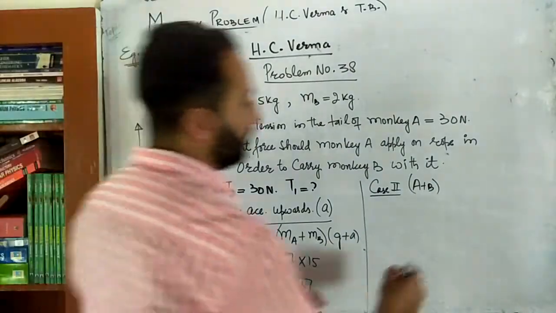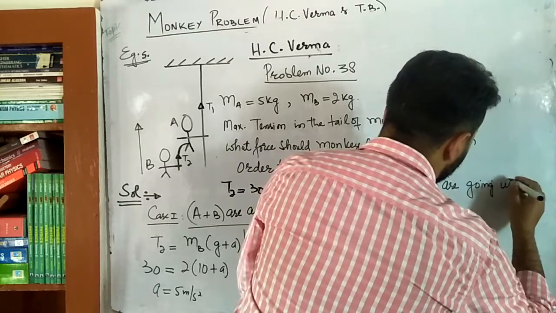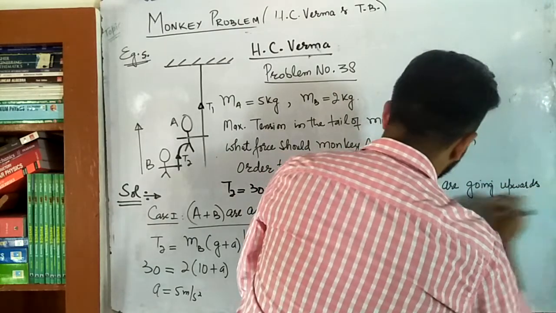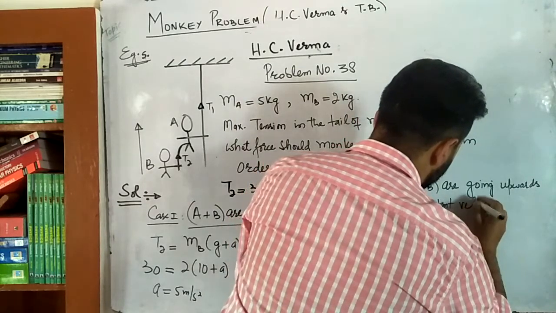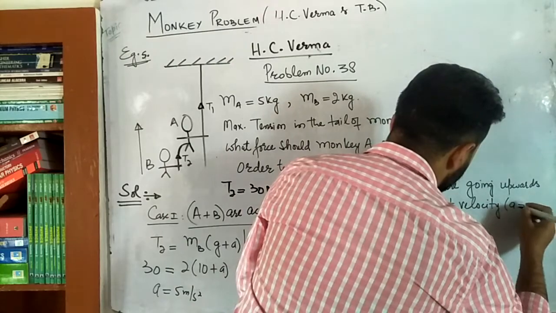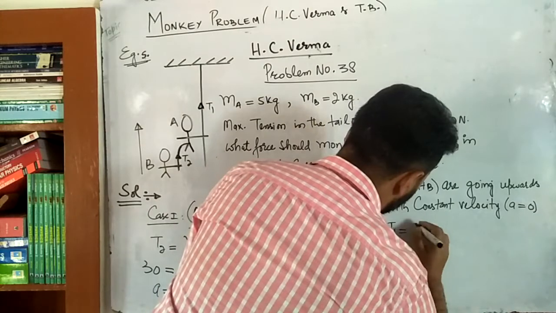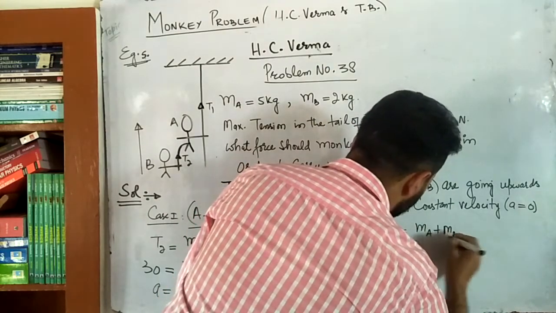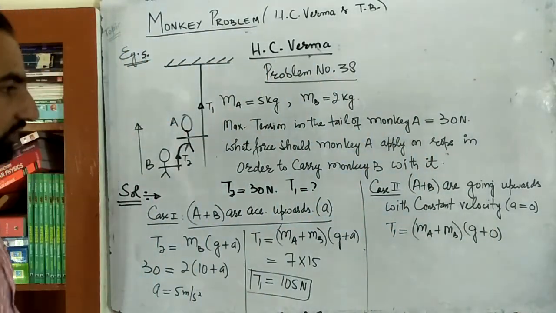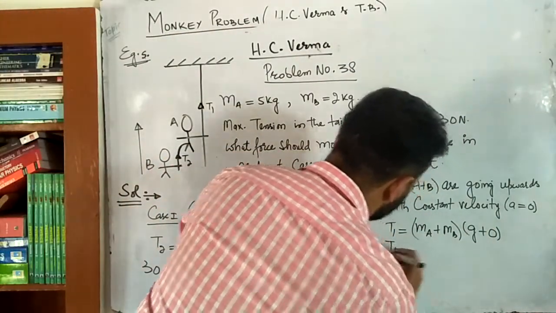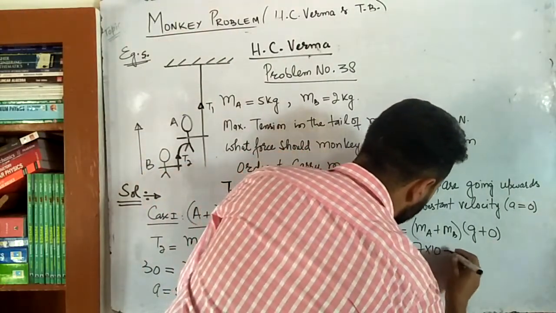And the other extreme case, case B, the second case, is that A plus B are going upwards with a constant velocity. With constant velocity, that means acceleration in this case is equal to 0. So tension T1 in this case will simply be equal to MA plus MB multiplied by G plus 0, because acceleration is equal to 0, they are moving with constant velocity. So tension T1 is equal to MA plus MB, that's 5 plus 2 is 7, multiplied by 10, that's equal to 70 Newton.